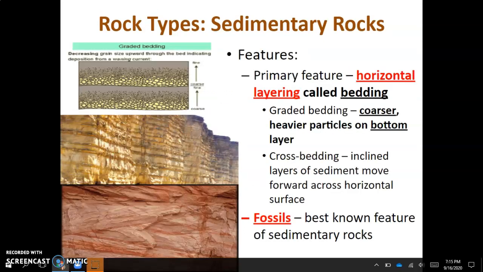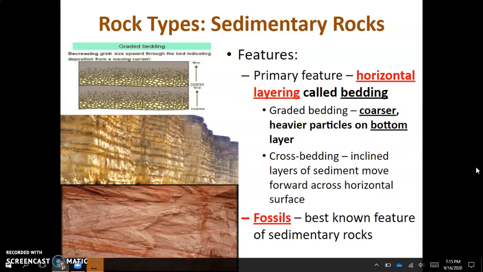So the primary feature of a sedimentary rock are the horizontal layering called bedding. Graded bedding is coarser and has heavier particles on the bottom layer. Cross bedding is an inclined layer of sediment moving forward across a horizontal surface. All you need to know is that sedimentary rocks have very particular banding in them. They have very distinct layers, and the coarser deposits tend to be at the bottom.